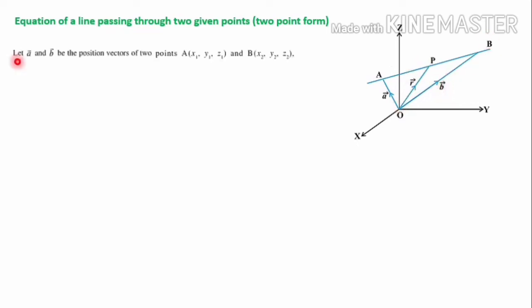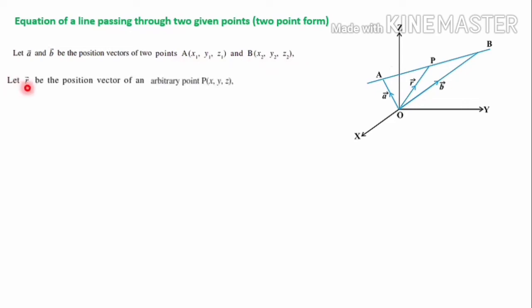Here let vector A and vector B be the position vectors of two points A (x1, y1, z1) and B (x2, y2, z2). We don't need x1, y1, z1 and x2, y2, z2 just now, because we are going to form the vector equation. So I have not marked them in the diagram. Later on we will mark them, because they are useful while deriving the Cartesian form.